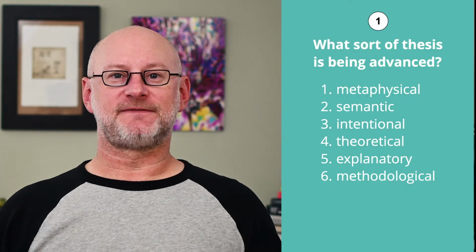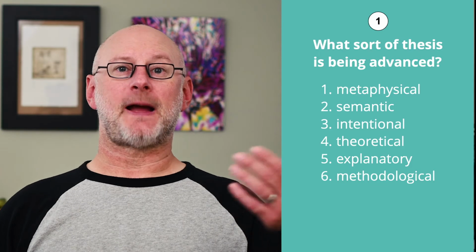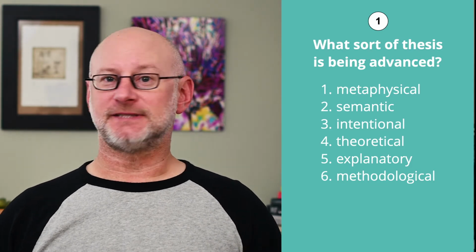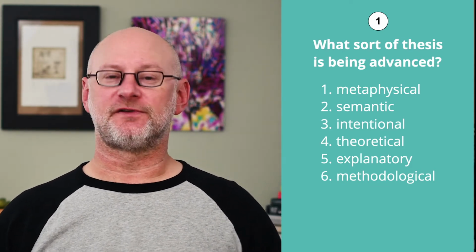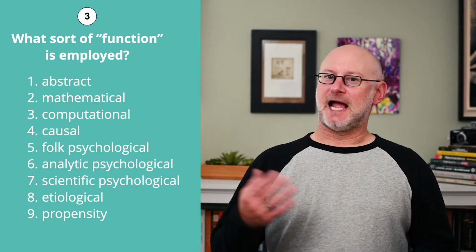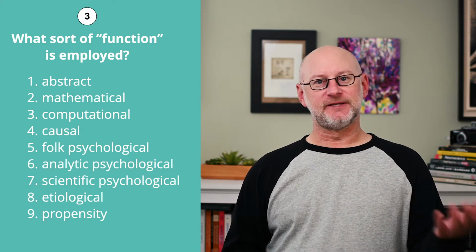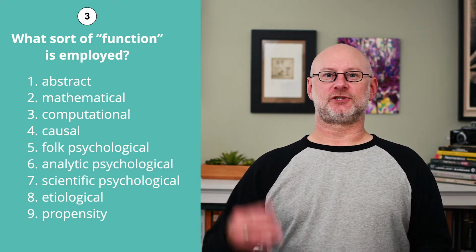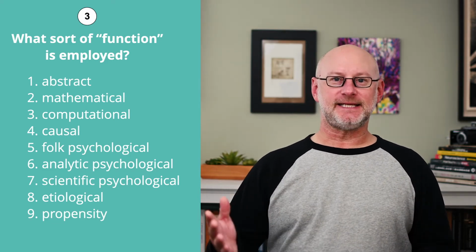I've listed about a half dozen things that functionalism could be a theory about: metaphysics, semantics, intentionality, theories, explanations, methodology. And I've listed about a dozen different notions of function: abstract, mathematical, computational, informational, causal, folk psychological, analytic, scientific psychological, etiological, and propensity. We have to assume that both of those lists are partial. Yet, just by mixing and matching these, we already can postulate over 70 different varieties of functionalism about the mind. Let's discuss each one of them in turn.